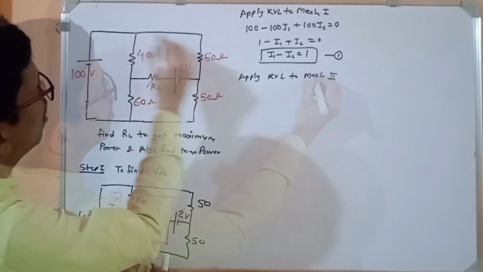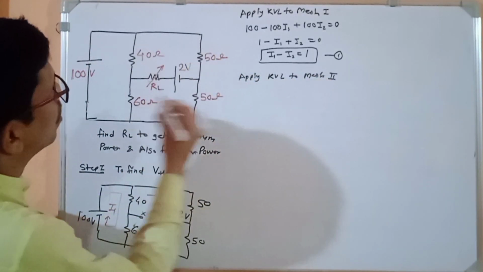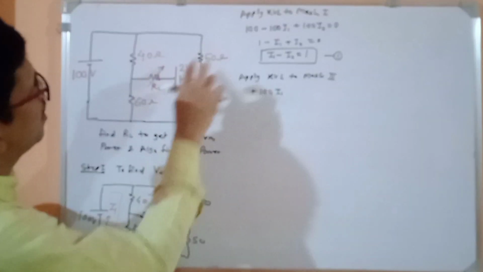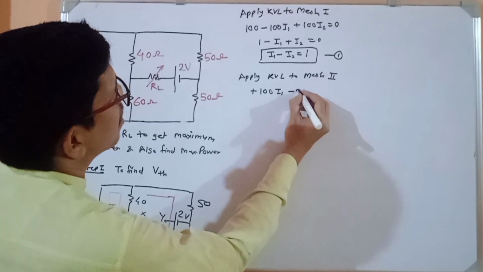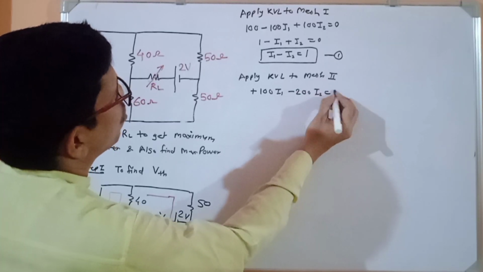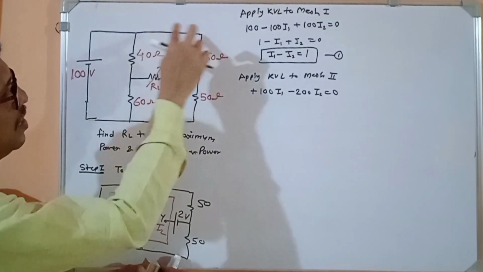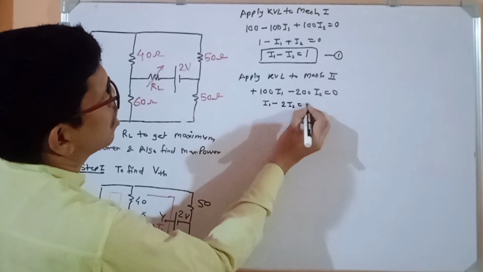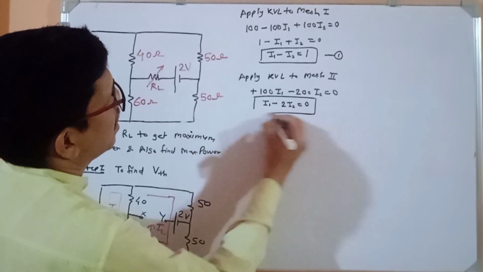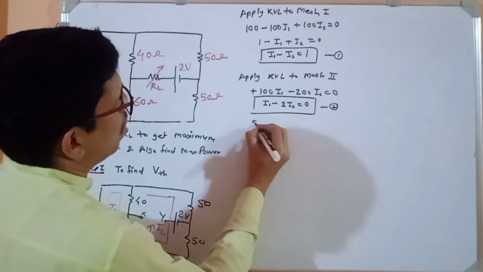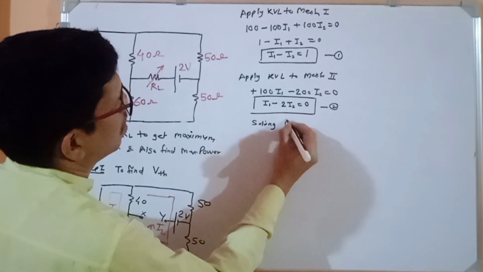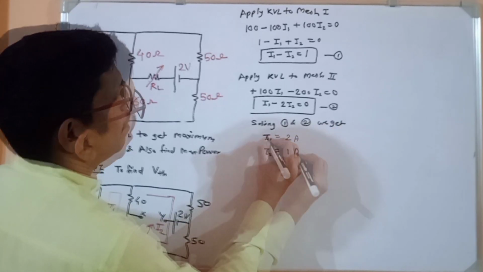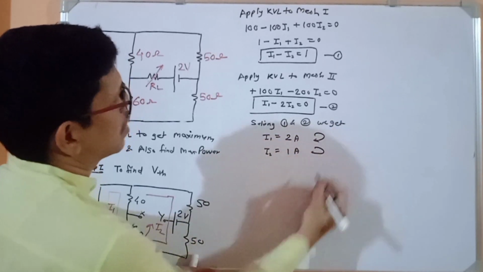on mesh 2. We have to apply KVL to mesh 2. So it will be plus 100 I1 and 100 and 100, 200, minus 200 I2 is equal to 0. There is no voltage source in this mesh 2. So I1 minus 2 I2 is equal to 0. This is my second equation. Solving 1 and 2, what we will get? Here we get I1, both are clockwise.